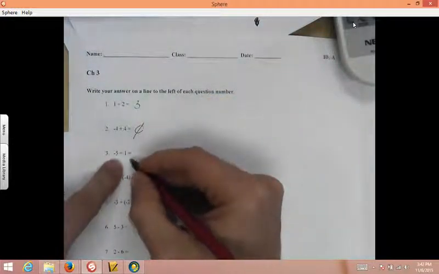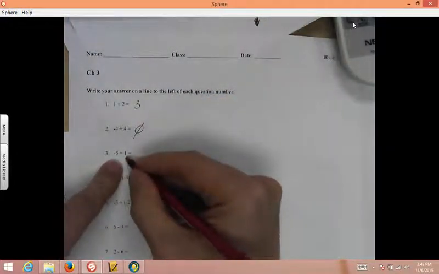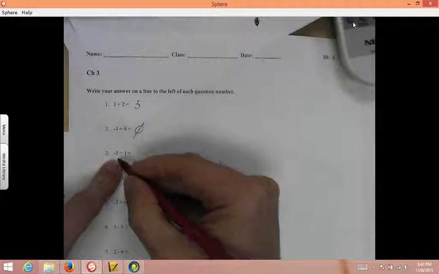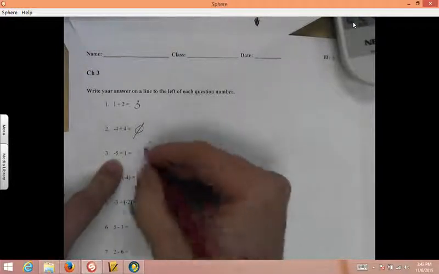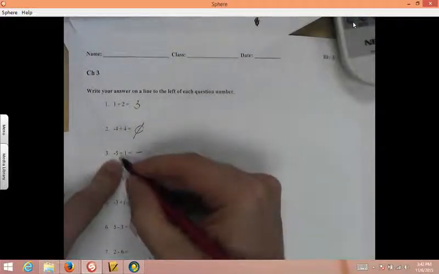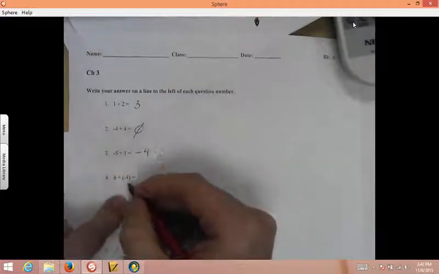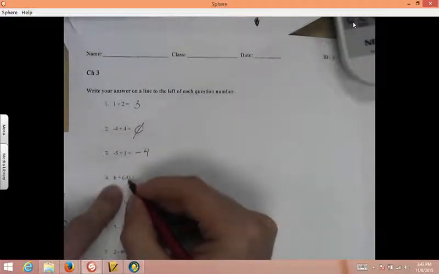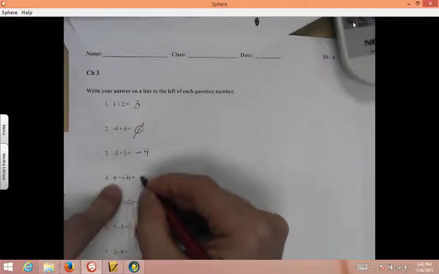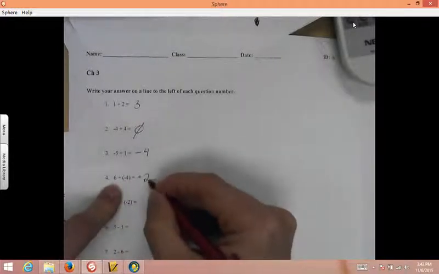Right here, I've got -5 plus 1, so I've got different signs. Do I have more negatives or more positives? Well, I got more negatives, so the answer is negative. And the difference between 5 and 1 is 4. This one right here, different signs again. I have more positives, and the difference between 6 and 4 is 2.